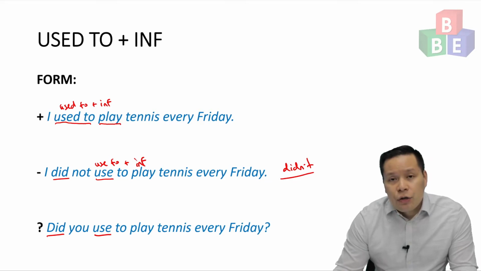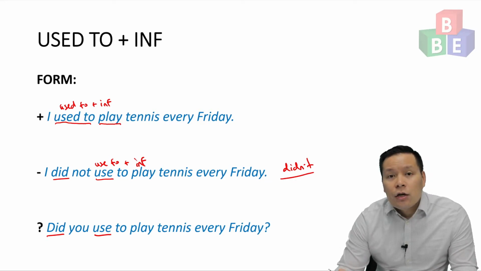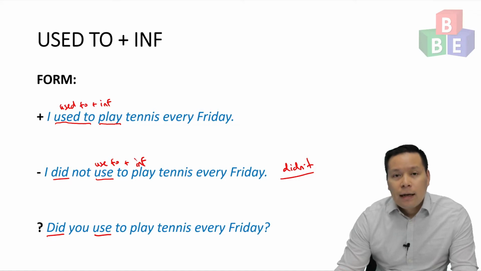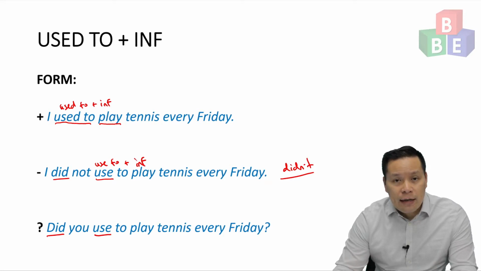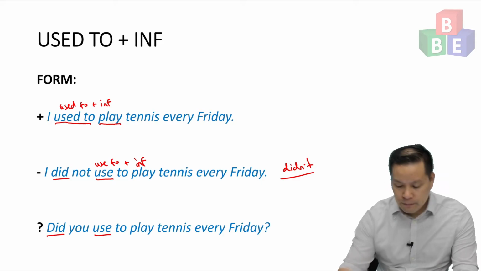Notice the pronunciation of used to. In a sentence, we tend to say used to. Used to. I used to play tennis every Friday. Did you used to play tennis every Friday? Yes, they used to play tennis every Friday. Used to is pronounced used to.